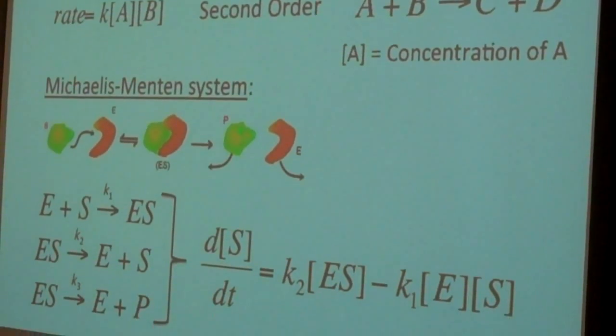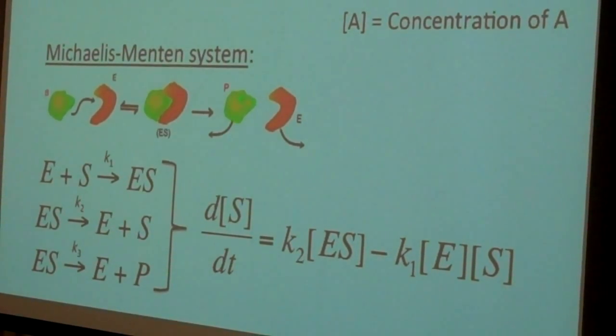Okay. So Michaelis-Menten is a classic system in which it's very simple. You have an enzyme, we have a substrate. The substrate binds with the enzyme, forms an enzyme-substrate complex.